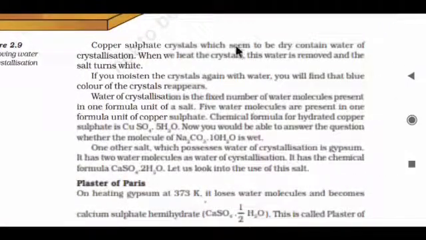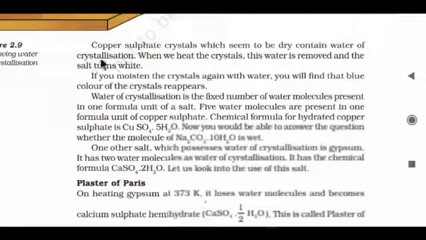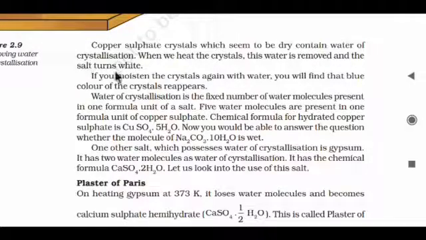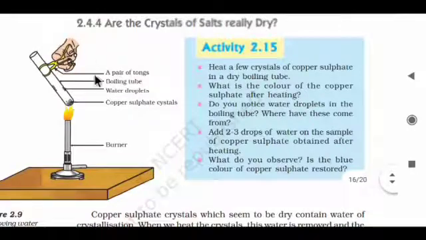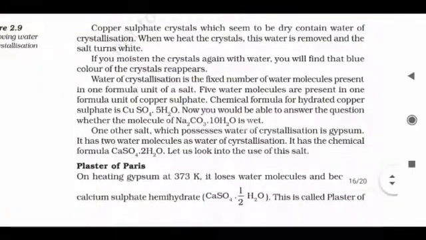Copper sulfate crystals, which seem to be dry, contain water of crystallization. When we heat the crystals, this water is removed and the salt turns white. When you heat this copper sulfate crystal, the color will disappear and it will be converted into white color because water is removed from these crystals. And when you add water to this dry crystal, the color will be restored because of the water. If you moisten the crystal again with water, you will find that the blue color of the crystals reappears.